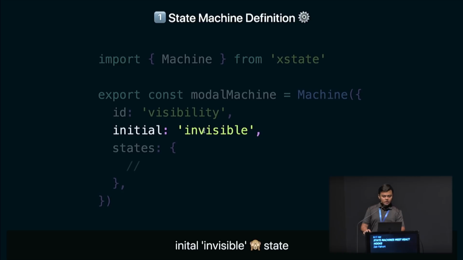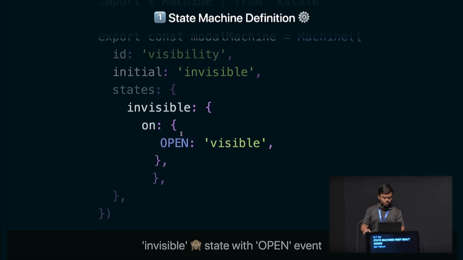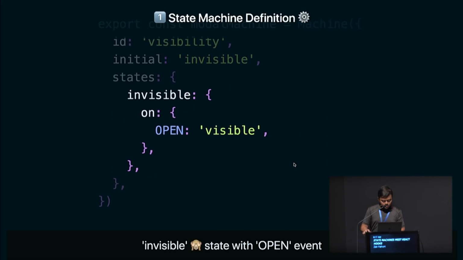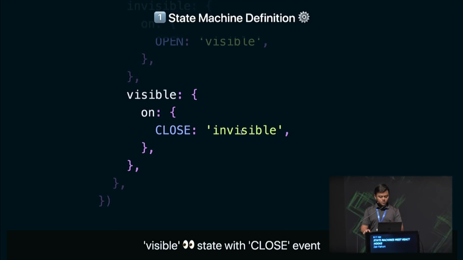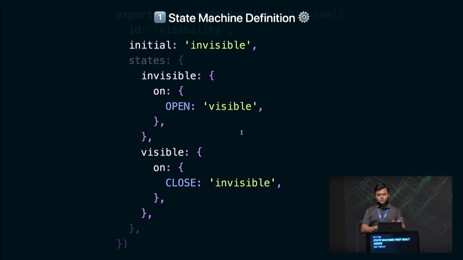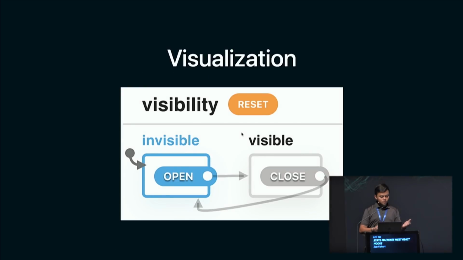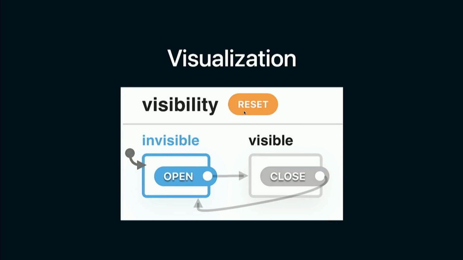So we have an invisible state as an initial, and then we put an open event so that it can go to visible state, and this visible state has a close event to invisible state. So this is our simple machine, which looks like our toggle machine before. And when we visualize it, it has a similar thing. The only difference is that we have different events to trigger.